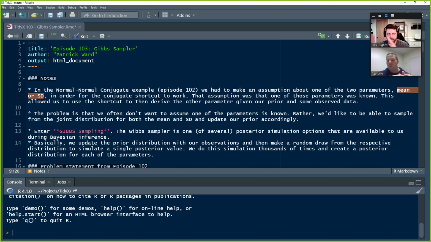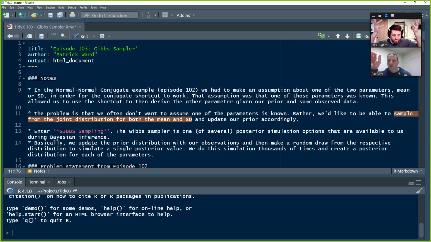In order to make the normal conjugate work, we have to basically assume that one of those is fixed in the population, and we want to learn about the other one. So last week, we said the standard deviation is fixed. We're not going to worry about the variability around the standard deviation; we're going to fix it and learn about the mean. The problem with that is that we sometimes don't know what one of those parameters should be fixed at. Rather, we'd like to take the normal distribution and estimate both of those parameters jointly.